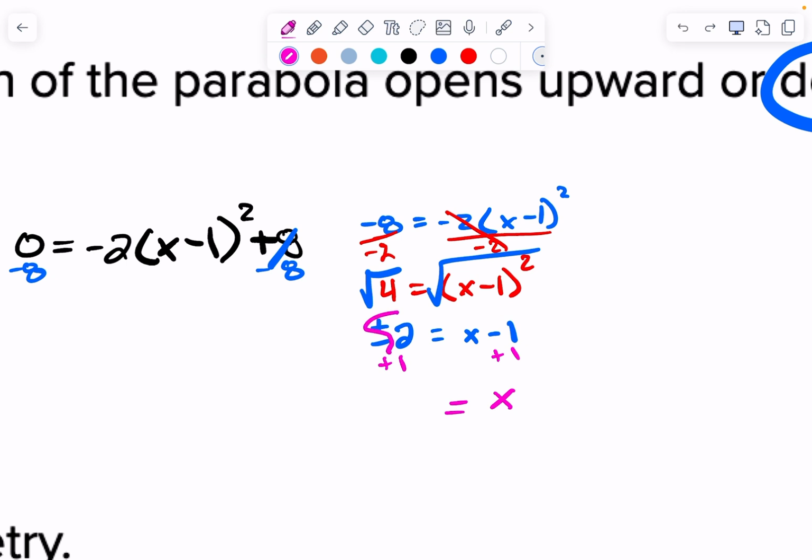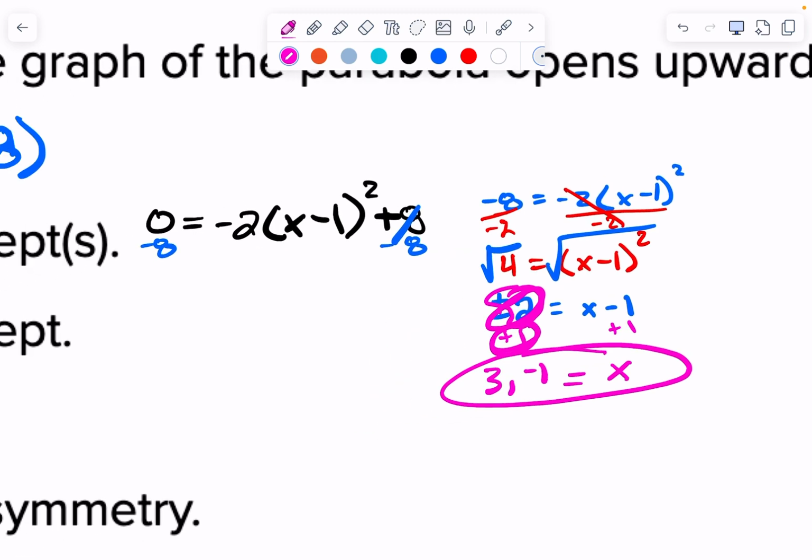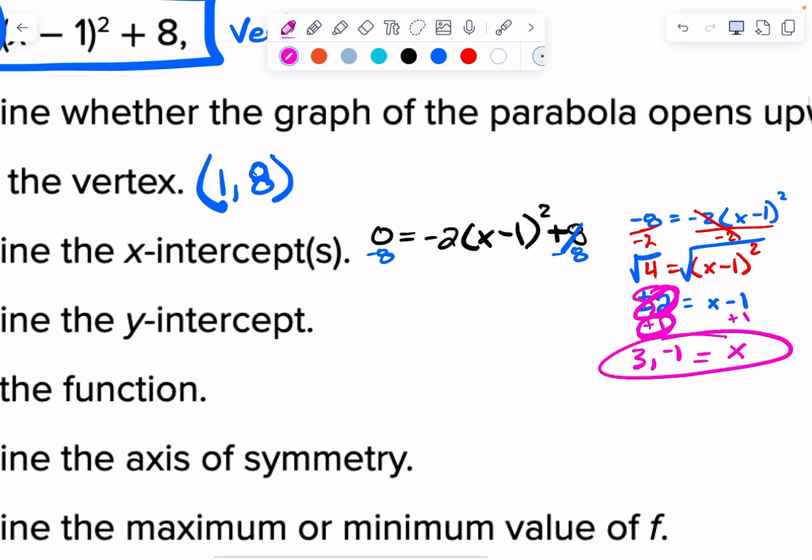If x minus 1 is positive 2 and I add 1, your answer is 3. If it's negative 2 and I add 1, it's negative 1. It's not plus minus 3. Does that make sense? So those are your two x-intercepts. Usually you will have 2 of them, not always, but usually.